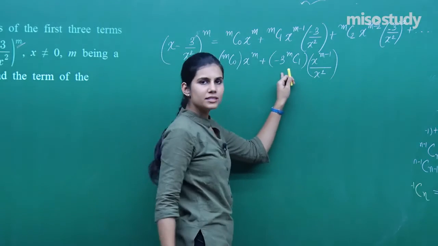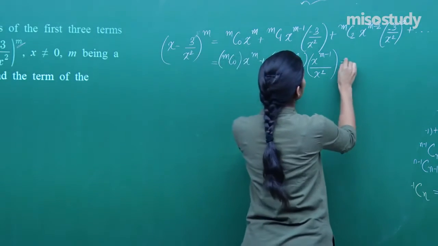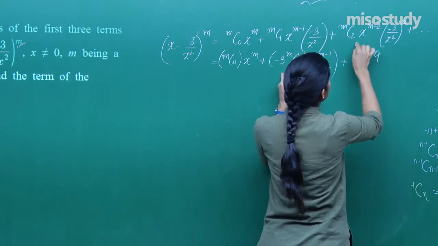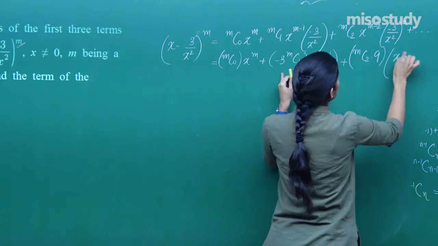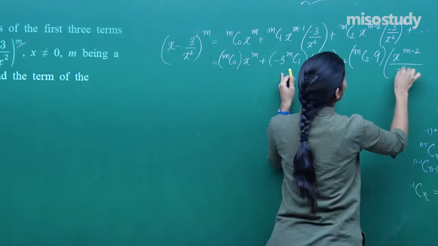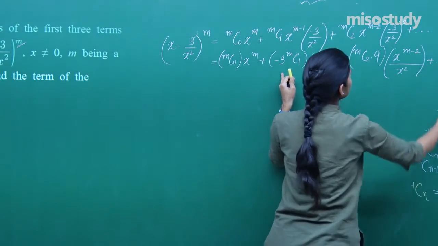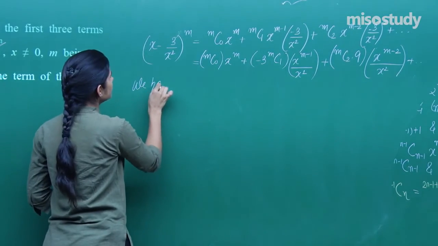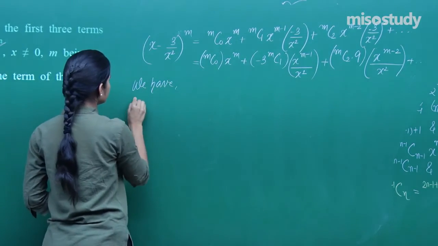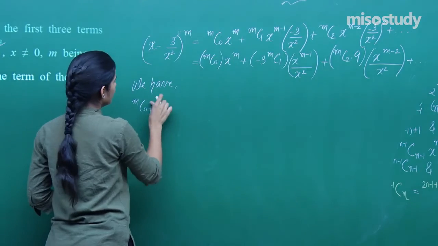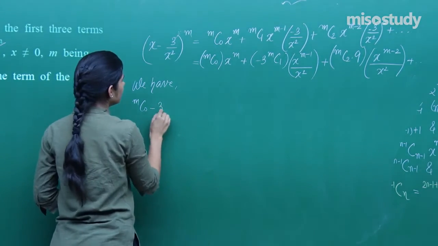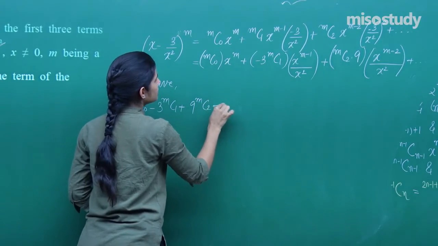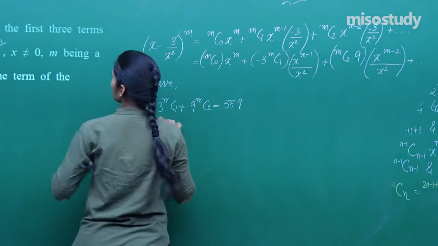So the coefficient means the constant term involved in the term. This is mc2, minus 3 square is 9. This is your coefficient. The rest of the expression is going to give you some power of x. So if these are your 3 terms, we are given the sum of the coefficients of the first 3 terms. mc0 minus 3 mc1 plus 9 mc2. This is given to be 59.